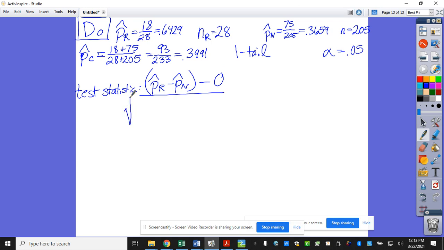Down here, making sure that we're on the same page. This is P hat what? Times. And this one is over what N? In R, whereas this one, which is also P hat C, 1 minus P hat C, is now going to be over in capital N.